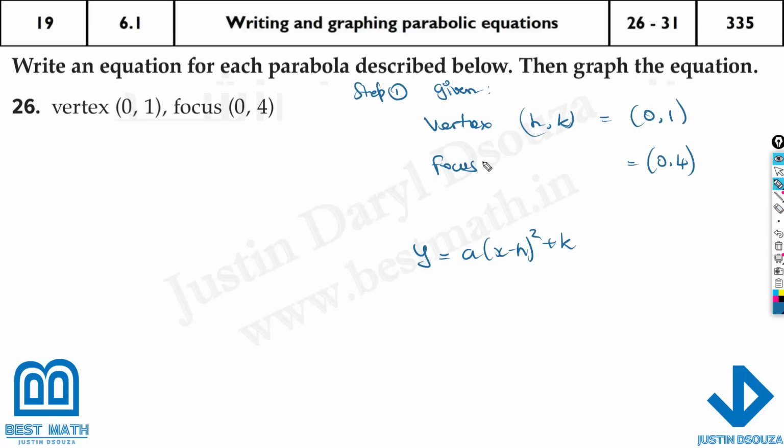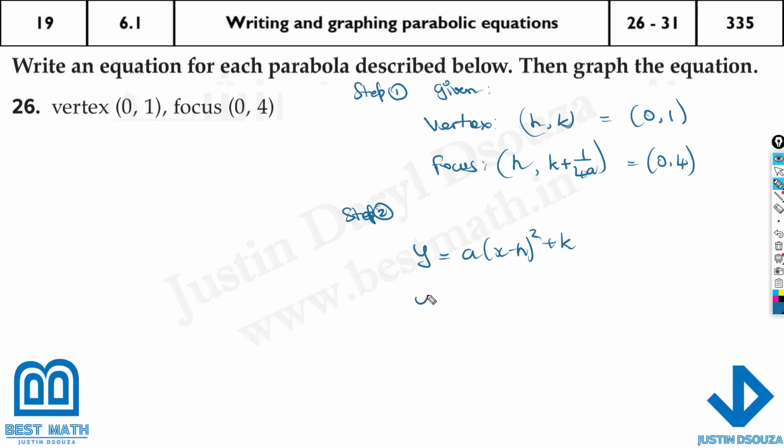And what is the formula for the focus? h is the same, and k will be added by 1 by 4a. And we need to get this. Step 2 is the equation.